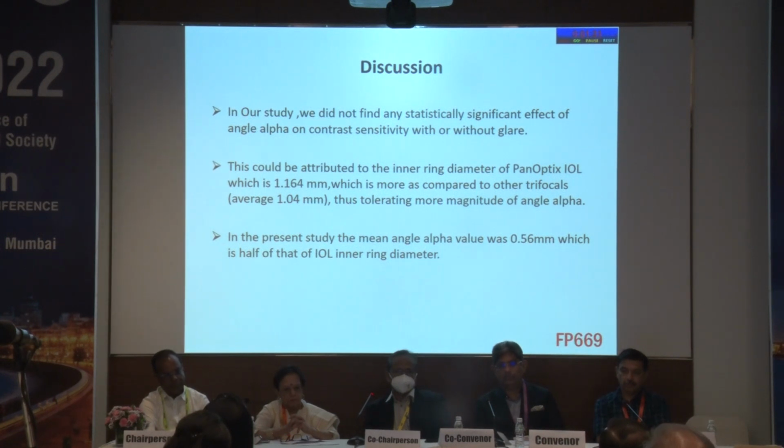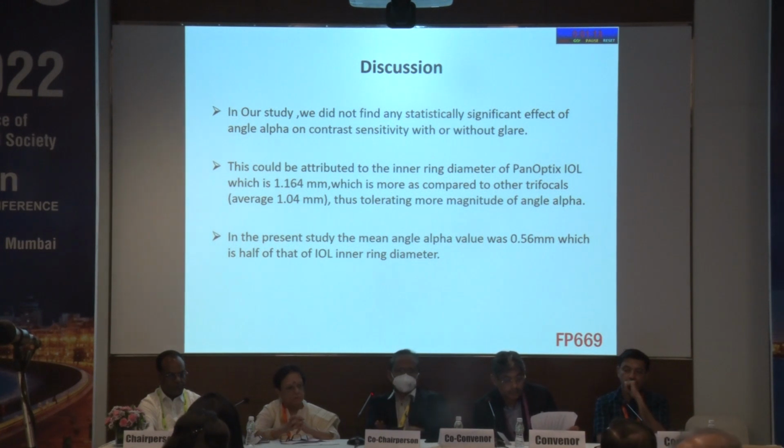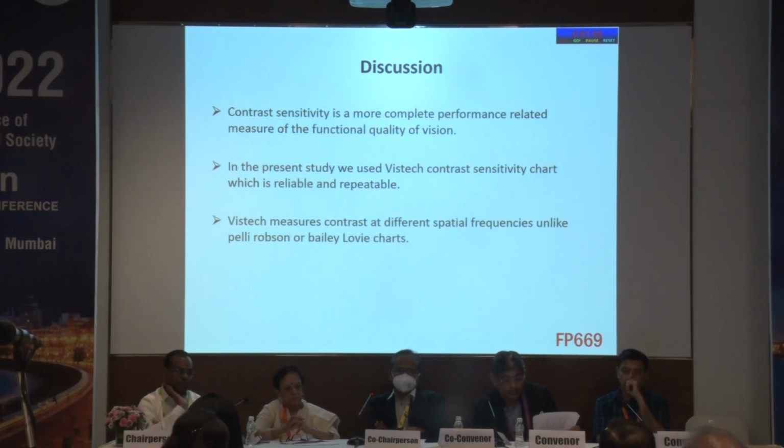This could be attributed to the inner ring diameter of the PanOptix IOL, which is larger as compared to other trifocal or multifocal IOLs, thus tolerating more magnitude of angle alpha. In the present study, the mean angle alpha value was 0.56 millimeter, which is almost half of the IOL inner ring diameter, which can incorporate even up to 0.6, 0.7 millimeters of angle alpha.